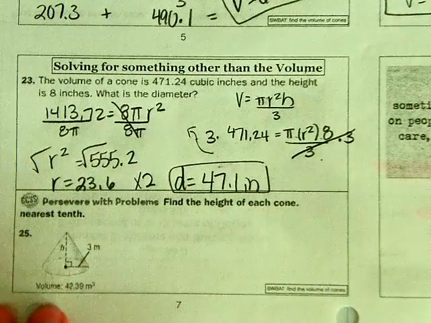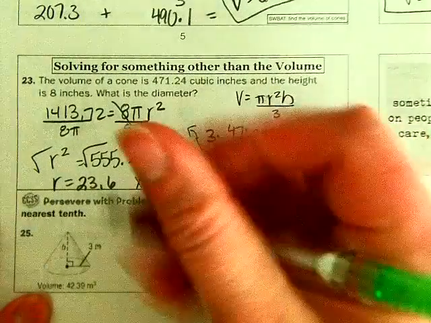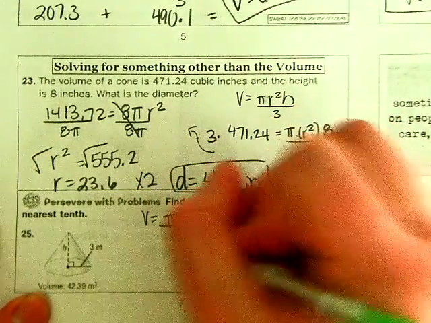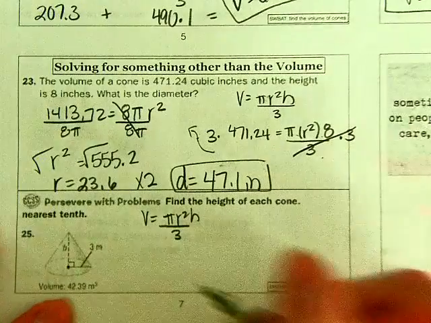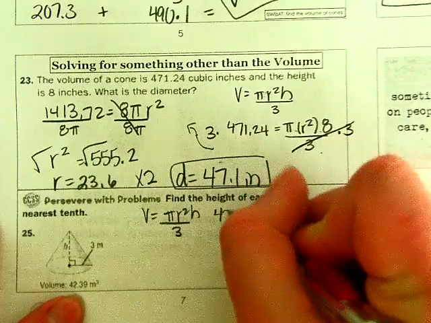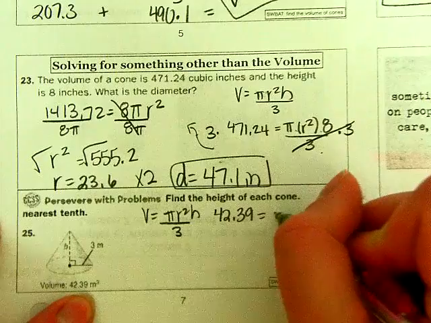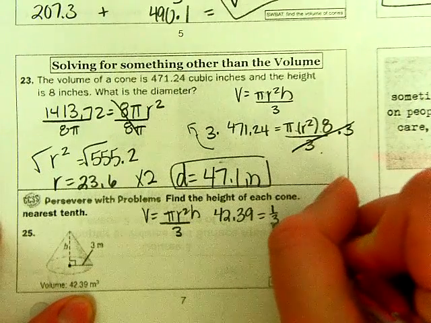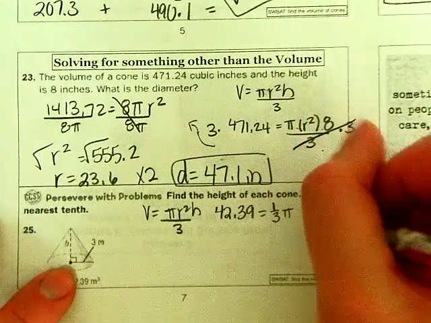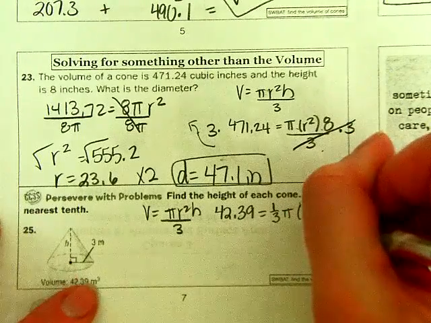Another question, or a similar one here. It says find the height of the cone to the nearest tenth. So the cone volume formula is pi r squared h over 3, or 1/3 out in front. We know that the volume is 42.39, so I'm going to go to the right so I have room. 42.39 equals, I'm going to rewrite it as 1/3 pi r squared, we have that one, so 3 squared times h.